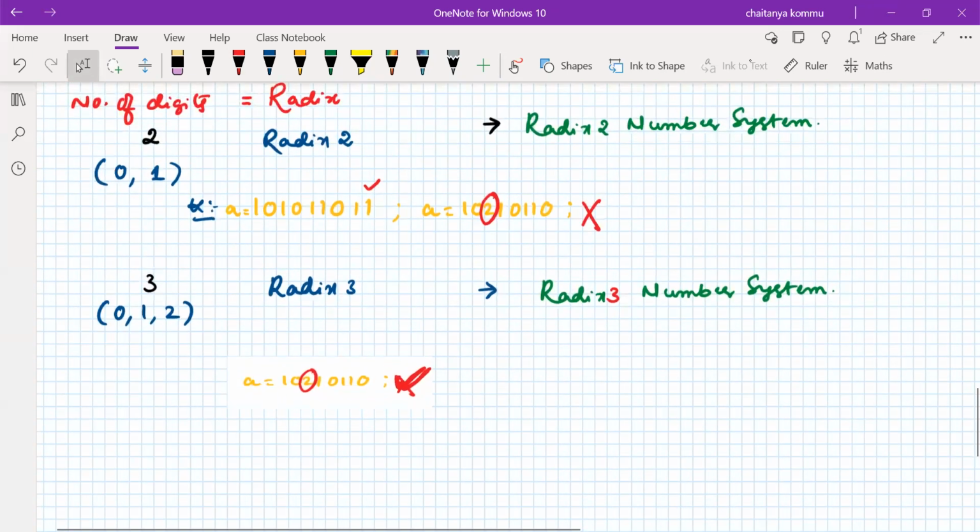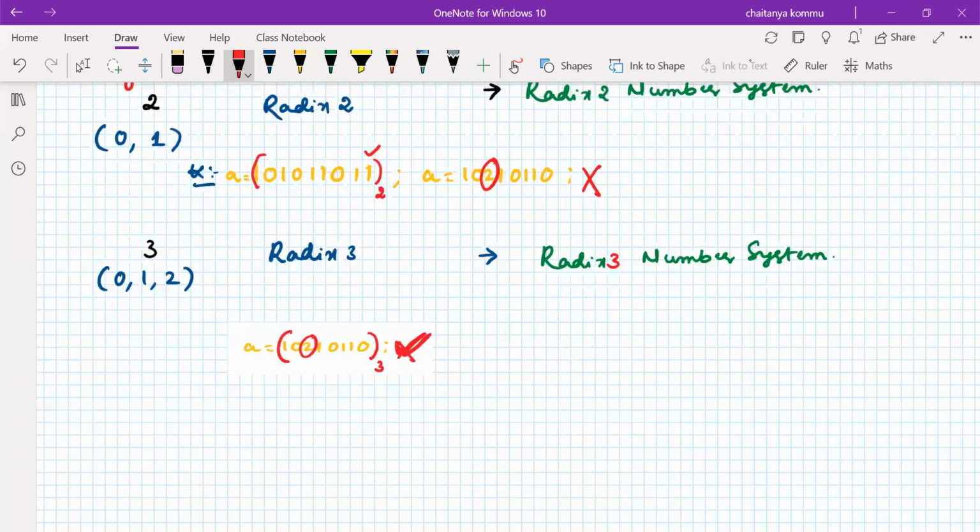Okay, so the usual practice is, whenever you are representing some number, we write its radix value at the bottom. By looking at that bottom value, we can say that it's a radix 2 number system. Like this, we can also write that this is a radix 3 number system.